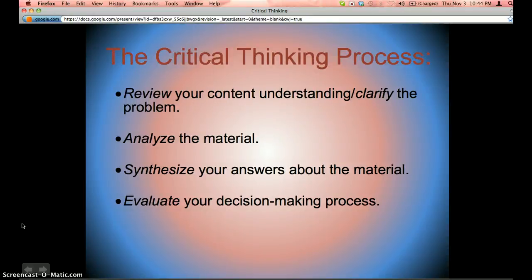The next step would be to synthesize answers about the gathered material. Students should decide why something is significant and how it can be applied. They may also decide that some material is insignificant and does not need to be included in this process. Finally, students should be asked to evaluate their decision-making process.